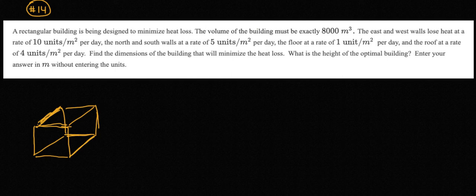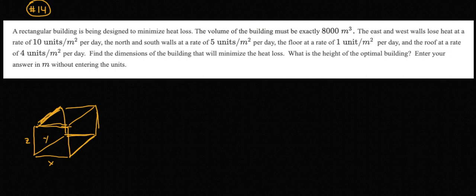Okay, and we don't know what the dimensions are. In fact, we're asked to find the dimensions of the building that will minimize the heat loss. So let's use letters x, y, z to represent those dimensions. z will be the height of the building, and then the dimensions of the floor of the building will be x by y.